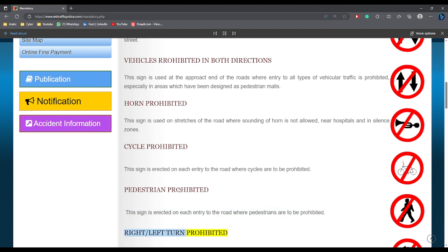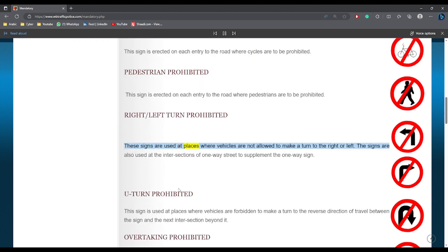Right/left turn prohibited. These signs are used at places where vehicles are not allowed to make a turn to the right or left. The signs are also used at the intersections of one-way street to supplement the one-way sign. U-turn prohibited. This sign is used at places where vehicles are forbidden to make a turn to the reverse direction of travel between the sign and the next intersection beyond it.